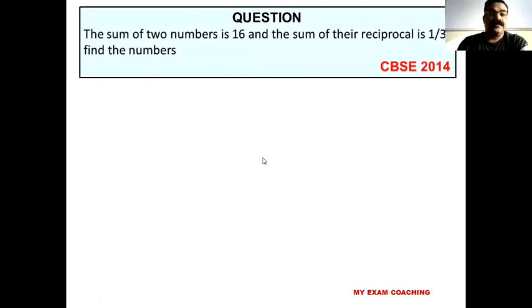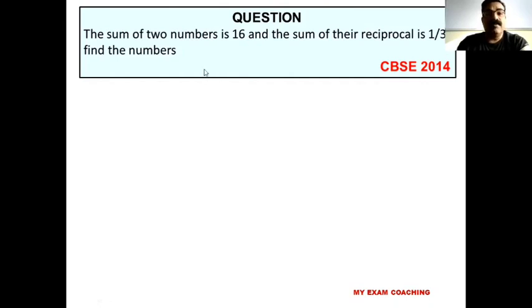So the next question: the sum of two numbers is 16 and the sum of their reciprocals is 1 by 3. Find the numbers. This question is selected from the quadratic equations chapter. We have different methods to solve this type of question. This question is also selected from the CBSE 2014 paper, and this will give you a 3-mark question. Okay, so let us solve this question. Kindly note the question and then let us solve it.